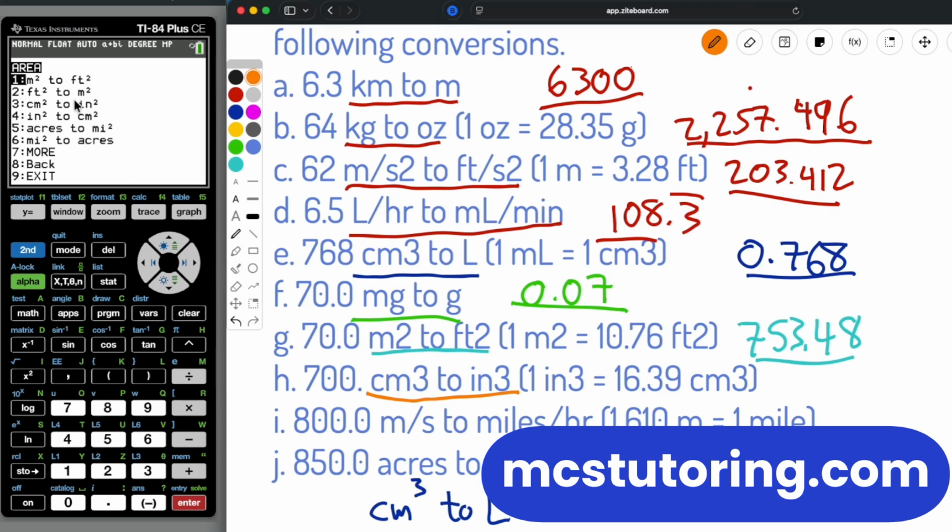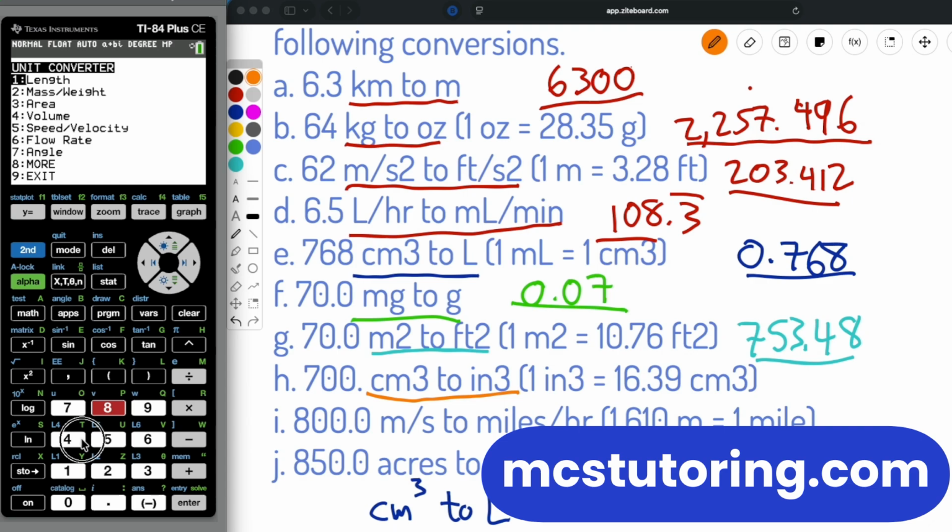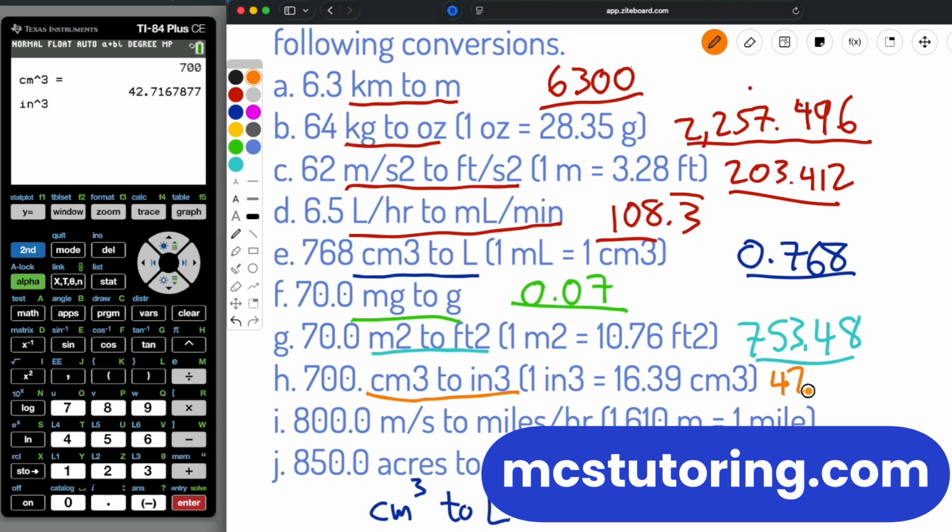So we're going to go, oops, we want to go volume. Sorry, we got to go back. Volume option. Centimeters cubed to inches cubed looks like option 5. So how many centimeters cubed do we have? Looks like we have 700. And then it looks like it's going to be 42, I'm just going to go 42.7 on that guy. Okay.